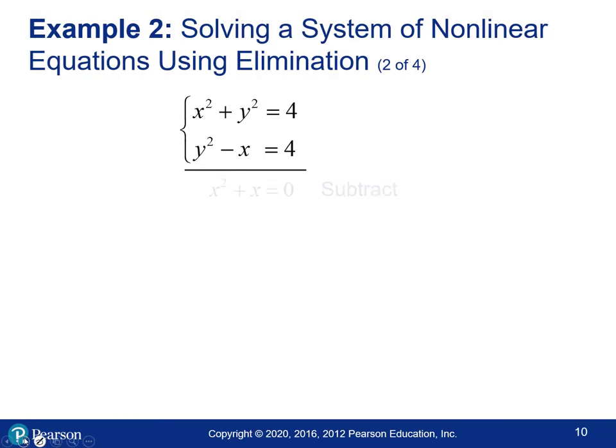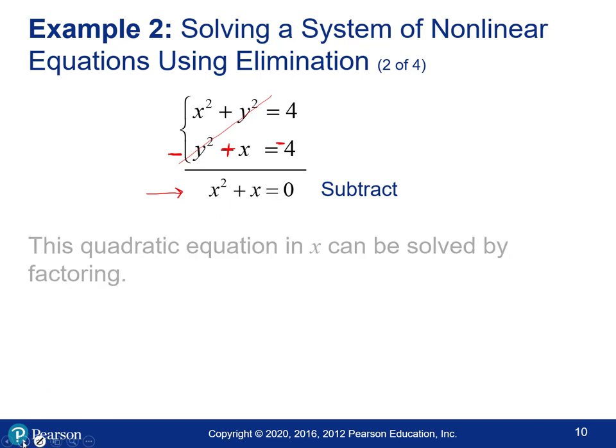So if we multiply the second equation by negative 1, that becomes negative y squared. The negative distributes and you get positive x, and then the negative goes here and you get negative 4. And so the y squareds add up to 0, these add up to 0, x squared plus x equals 0. And this is always a good point to notice that we're on track because we have one equation with only one variable, so we can solve that for x.